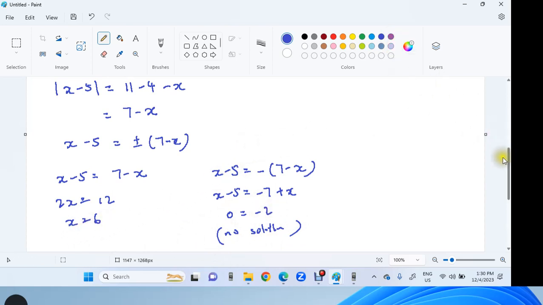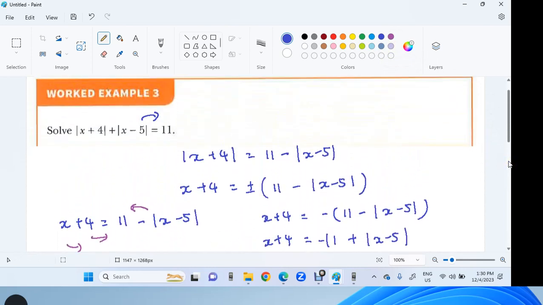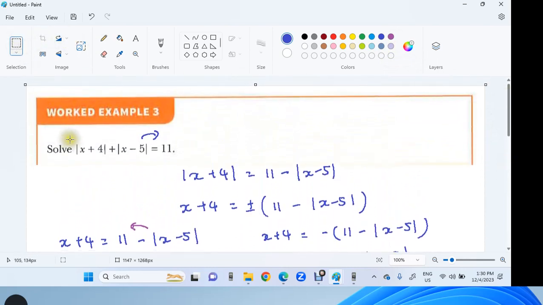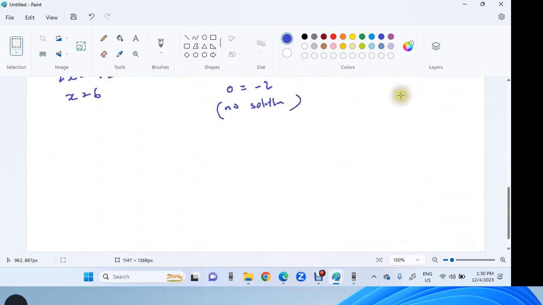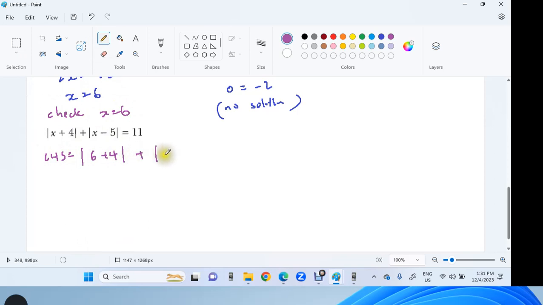So I want to check whether x equal to 6 is the solution or not. So I substitute x equal to 6 into this equation. The left hand side is modulus 6 plus 4 plus modulus 6 minus 5. Modulus 10 plus modulus 1, then is 10 plus 1 equal to 11, equal to the right hand side. So this is a solution.